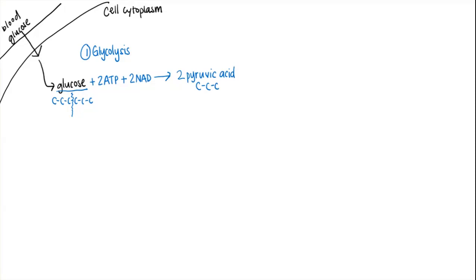In addition, you'll get 4 ATP. But remember, you had to invest 2 in the beginning, so in reality, this is a net of 2 ATP. In other words, we gain 2 ATP. And we'll get this molecule called NADH, and we'll get 2 of those.